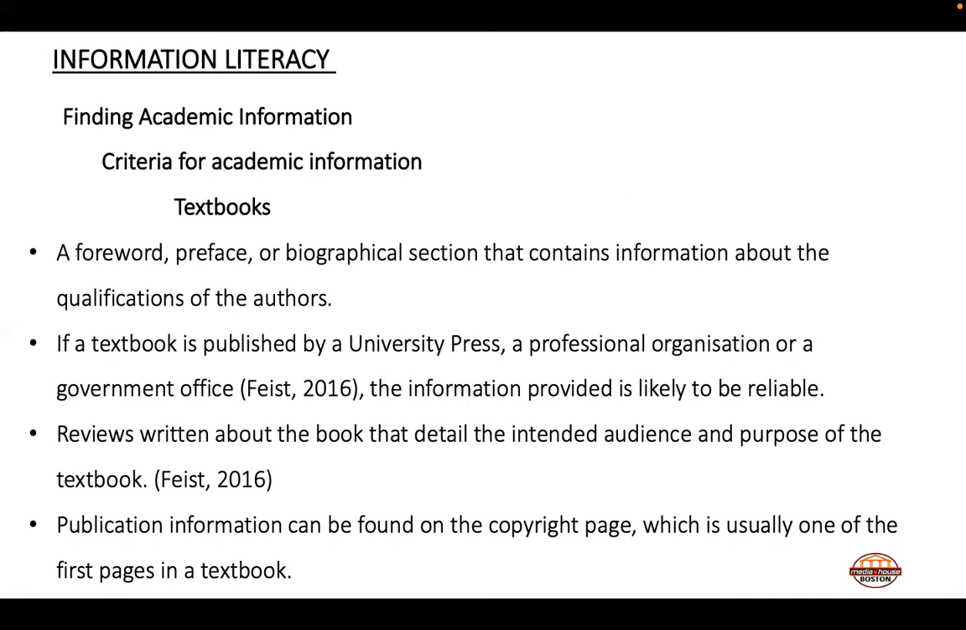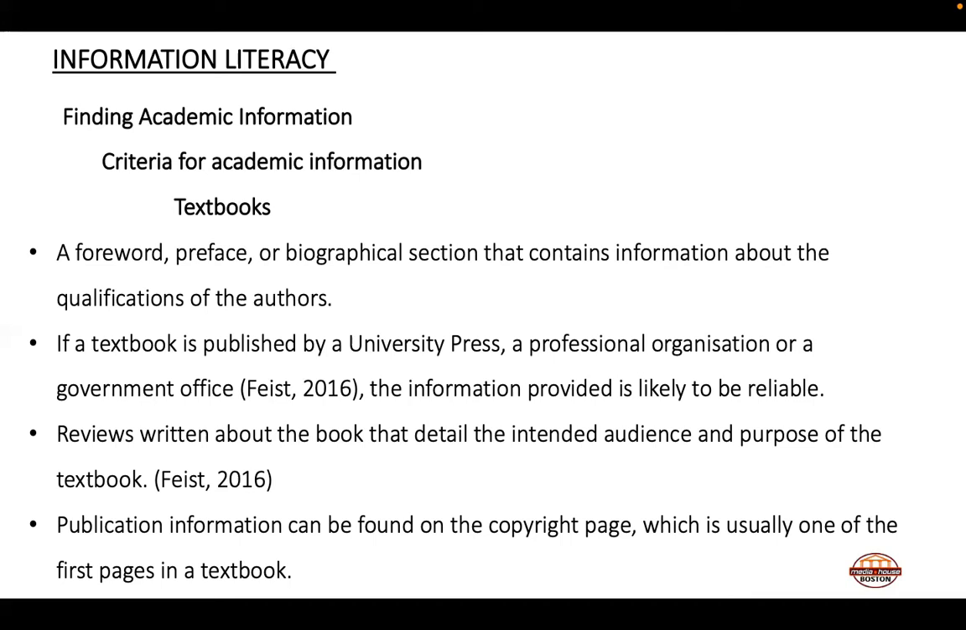If a textbook is published by a university press, the information provided is likely to be reliable. So we also need to look at the university's standing academically, which country it's from, etc. What are their research methods?